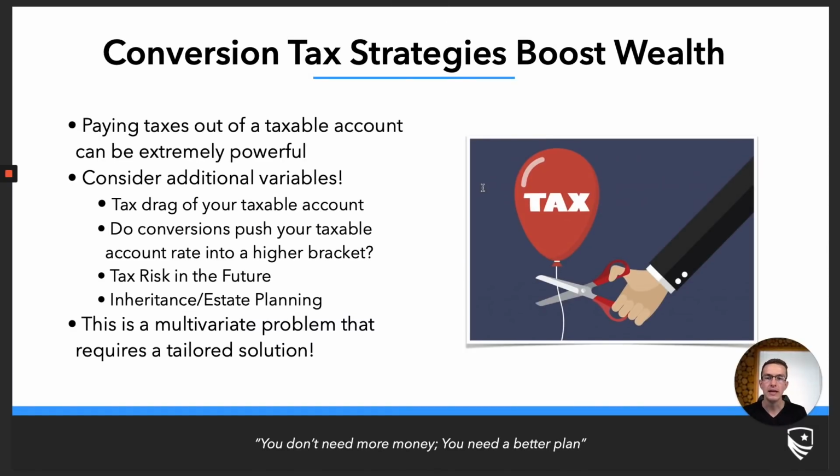Another big one is if conversions push your taxable account rate into a higher bracket. So what I mean by this is, let's say you're maxing the 24% bracket and you're married filing jointly. Well, now you're past the net investment income tax threshold and you're having to owe an extra 3.8% as an Obamacare surtax because of this net investment income tax. So as we assess what your tax situation looks like going forward in the future, you may be able to keep money in that taxable account.